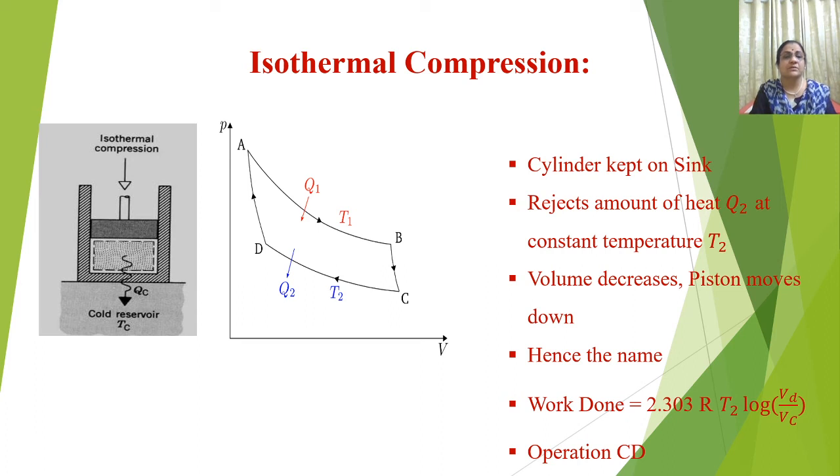During this compression, temperature remains constant and therefore it is called isothermal compression. Work done is given by 2.303 RT2 log VD upon VC. As heat Q2 is rejected, therefore the arrow is shown in outward direction and the operation is shown by the curve CD.